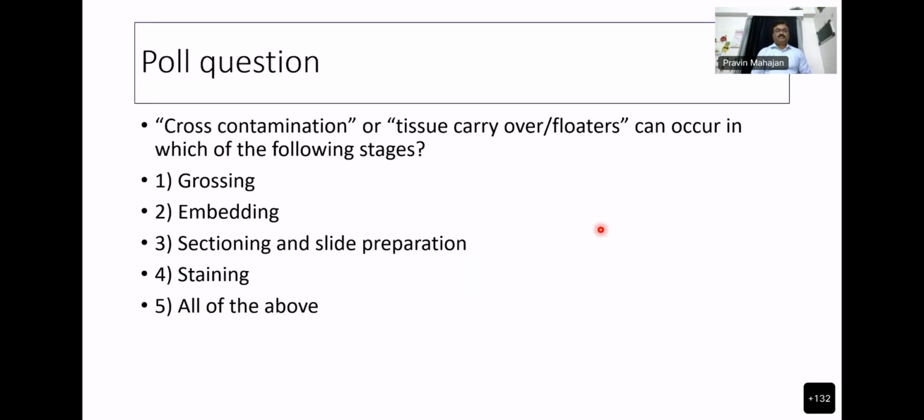Now, a poll question: cross contamination, tissue carryover or floater, which Dr. Lakshmi Narayan already pointed out, in which stages can they occur: grossing, embedding, sectioning and slide preparation, staining, or all of the above? Judging by the responses given by a few of our attendees, most of them got it right that during all these stages you can get tissue carryover or tissue contamination.